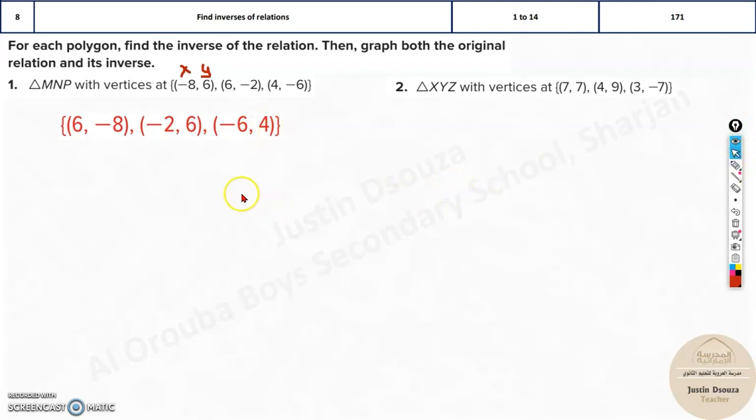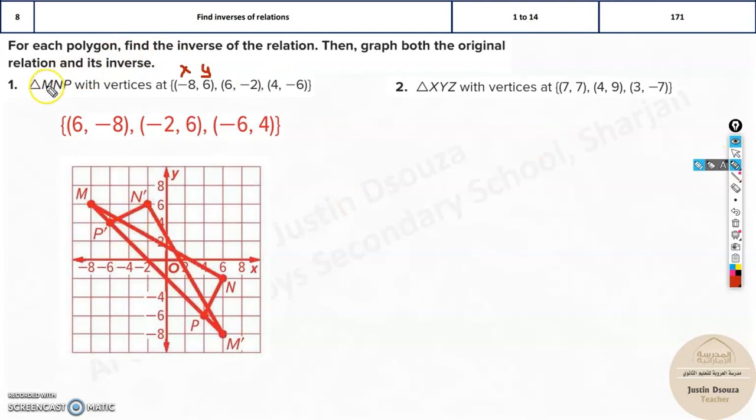Now, when you graph, you can see the original is given by M, N, and P over here. But the inverse varies. Inverse is different. All you need to do is plot these points. See, the M point was at minus 8 and 6. That is negative 8 and 6. But now it is positive 6 and negative 8. It's completely changed, isn't it? There's a jump from here to here. Same way over here, N and N dash jumped over here, and the P, it's changed.